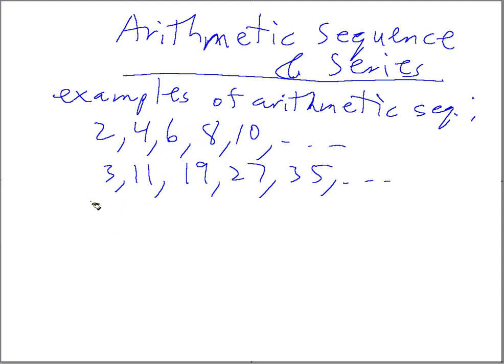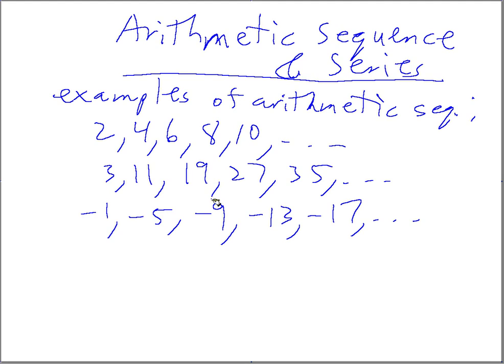How about a decreasing one in terms of the arithmetic sequence? Let's start with -1, -5, -9. So each term is decreasing by what? By 4, right? So the next one's going to be -13, -17, and so on. These are all examples of arithmetic sequences.